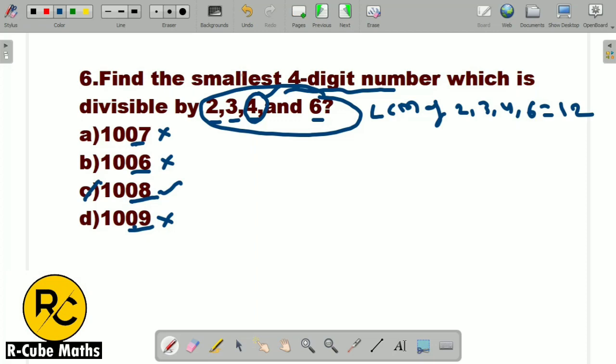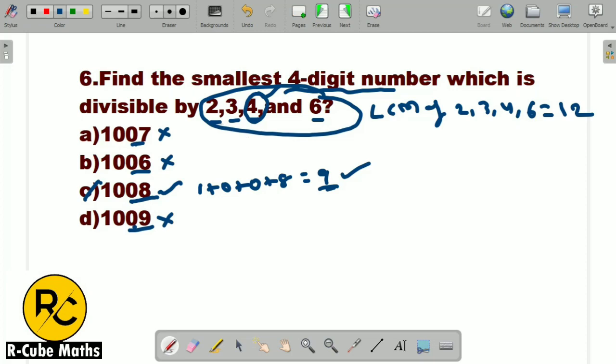We can verify with the rule of 3 also. Sum of the digits: 1 plus 0 plus 0 plus 8. So we get 9. The sum of the digits is 9, and 9 is divisible by 3. So 1008 is also divisible by 3.